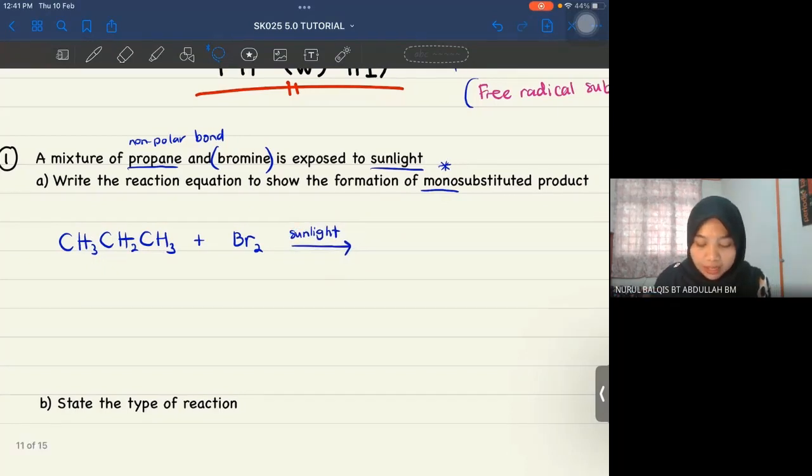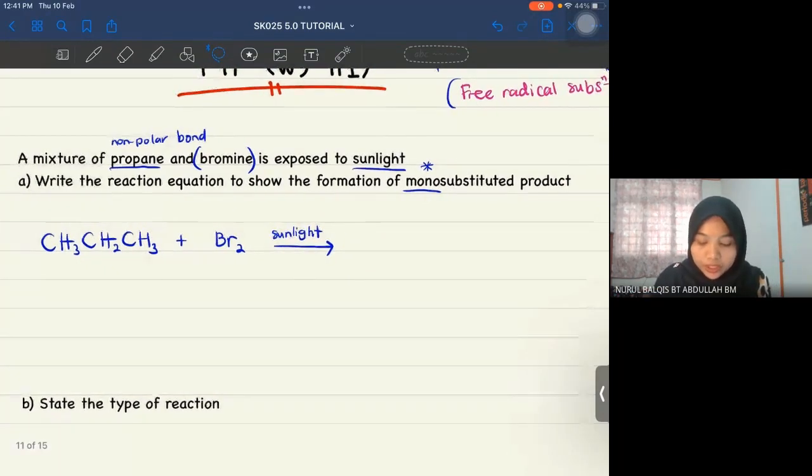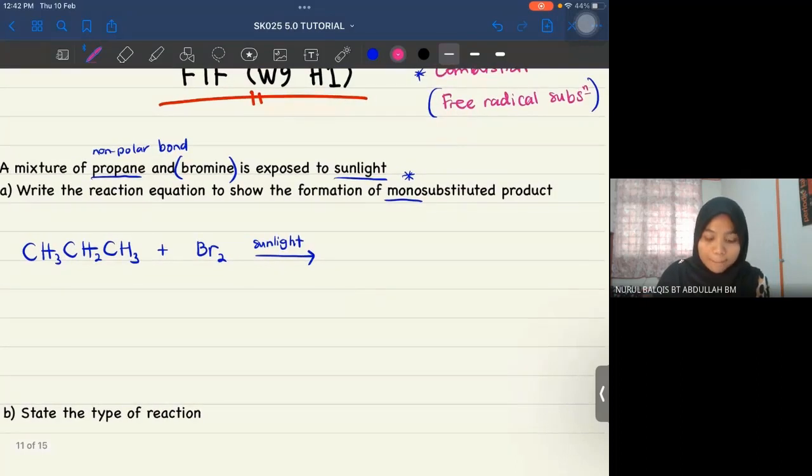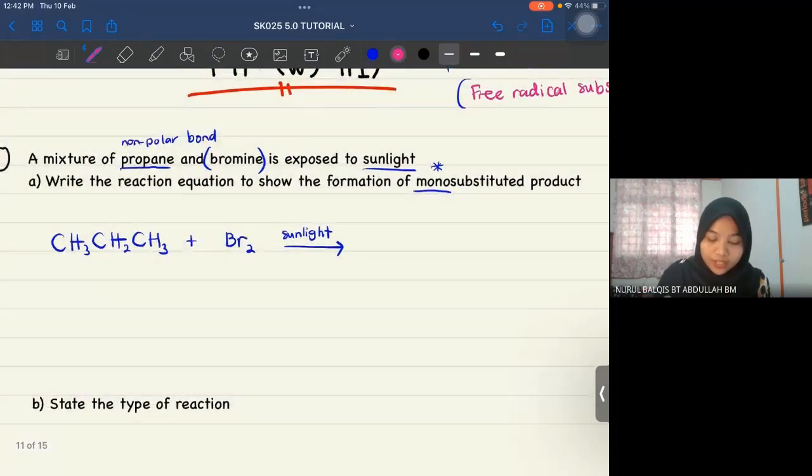Okay, right now, you need to provide the product to be formed. How are you going to determine the product to be formed? Look at this reaction. We are going to involve substitution, which means you're going to substitute one of the hydrogens. In order for you to know whether they are going to form a mixture of products or only one product, you must look at the possible bond to be broken.